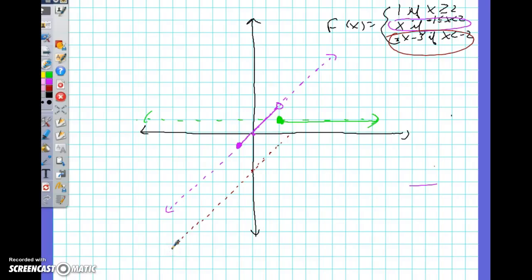And where do I start my graph? Negative 2. Does it include negative 2? No, so I'm going to use an open circle here. I'm going to draw an arrow this way. And I've got my graph. Wait, that doesn't make sense. No, that's not right. What is it? Negative x minus 3. Was it negative x minus 3? Yeah. Oh man. All right, corrected it.